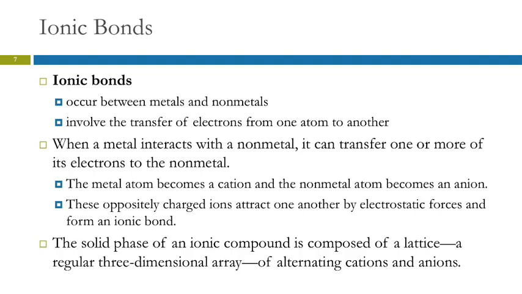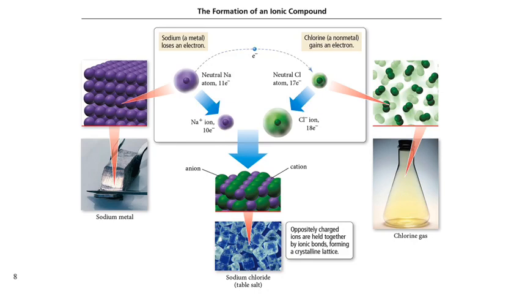Because you don't want two cations next to each other, they're going to repel each other, and you don't want two anions too close to each other. You want to maximize the attractions, and so they tend to go every other one. I think there's a picture, yep. So here we have sodium metal, and here we have chlorine gas.